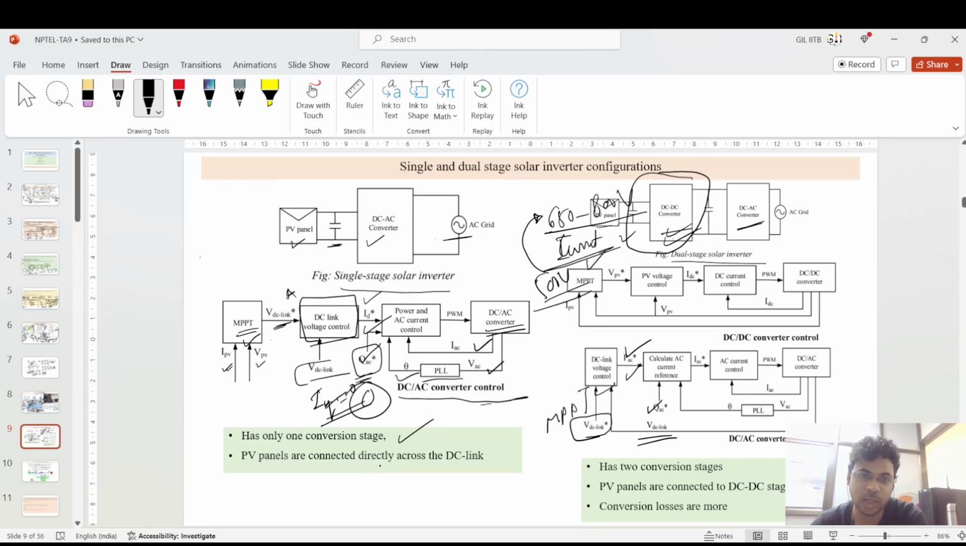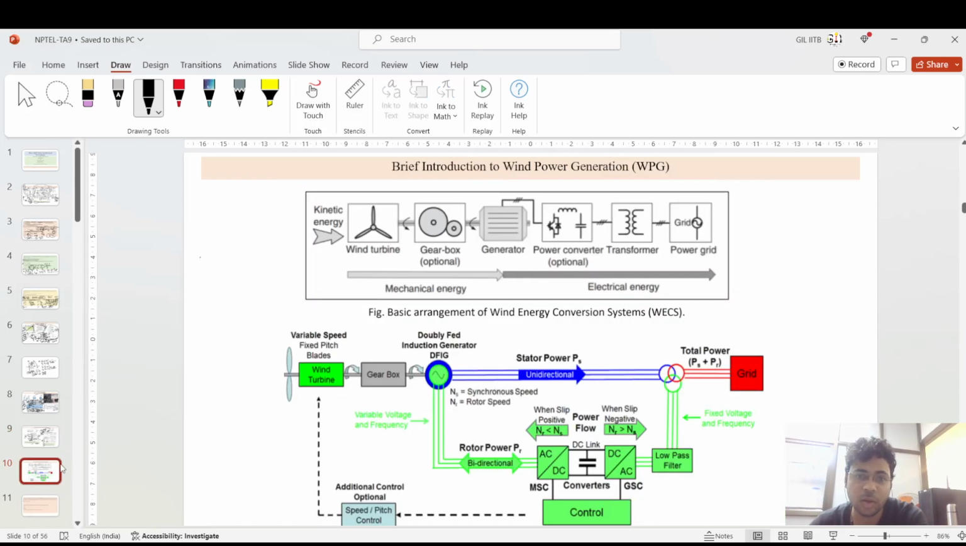I have already explained that the single stage has one conversion stage, so its efficiency is higher, but the problem of DC link voltage maintenance will be there, and the PV panels are directly connected across the DC link. And in the dual stage, we have two conversion stages, and the PV panels are connected to the DC to DC converter. Conversion losses are more because you have a dual stage, and so efficiency will be lower.